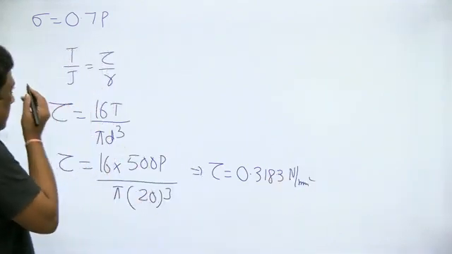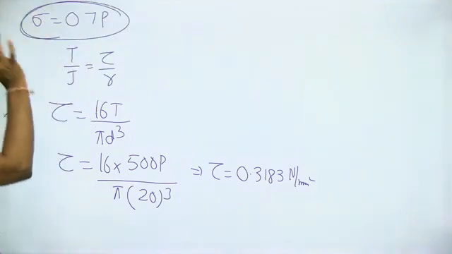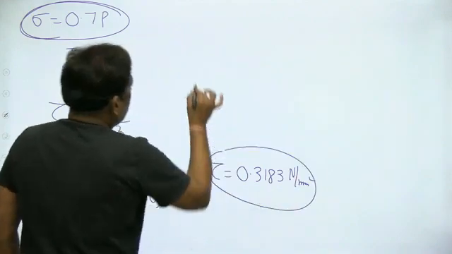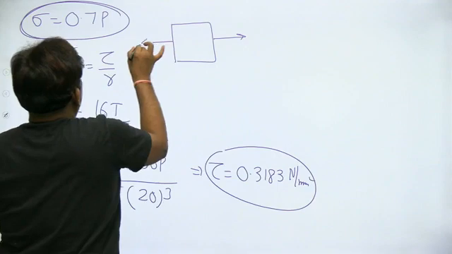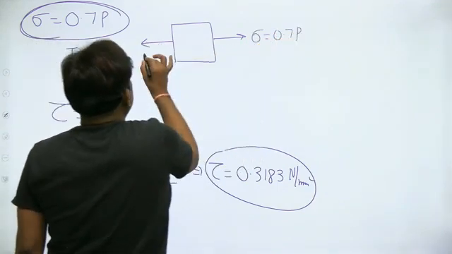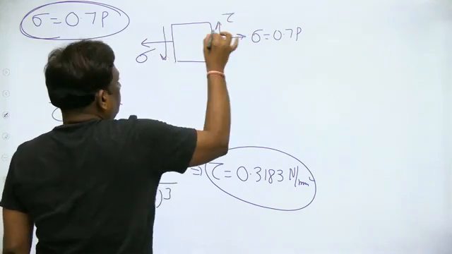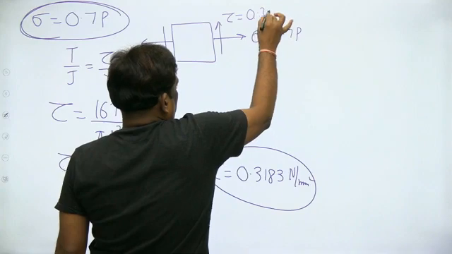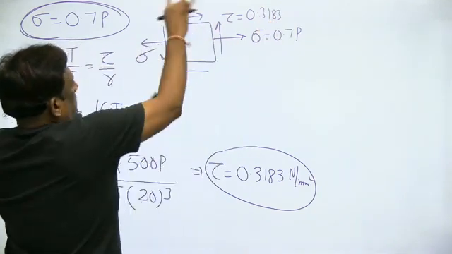There is a normal stress of 0.7 p and there is a shear stress of this. It is the case of combined loading. There is a normal stress of 0.7 p and there is a shear stress, already we know, of 0.3183 p.